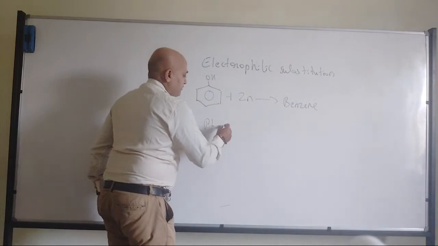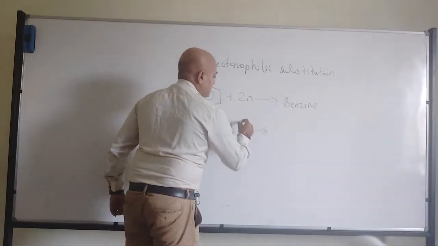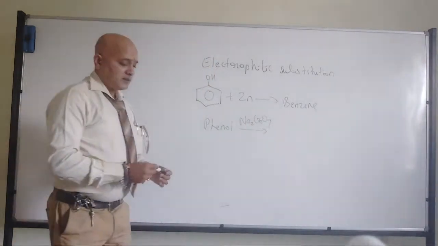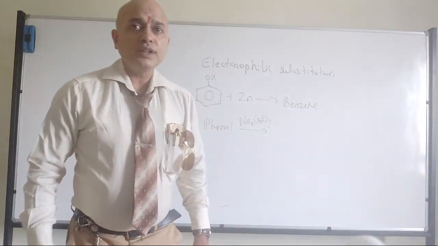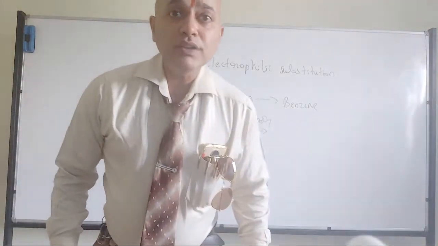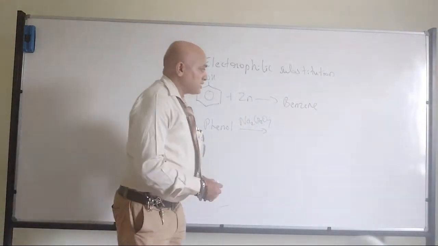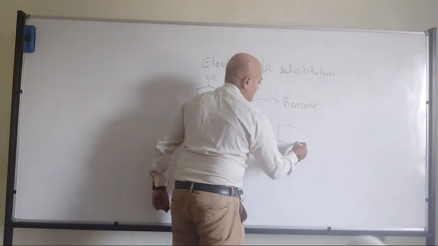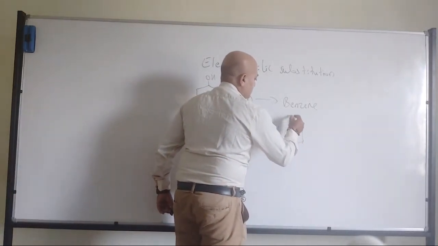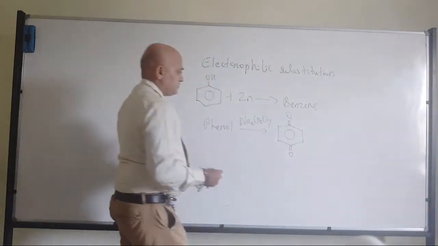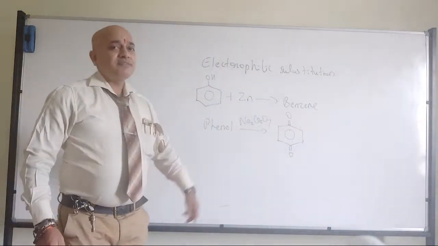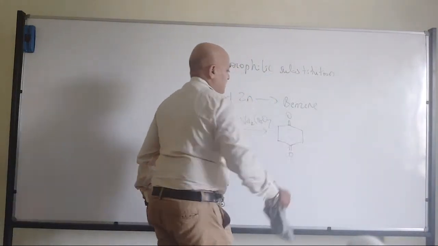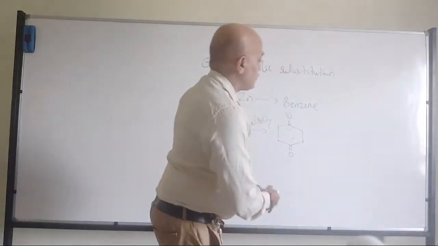Then when phenol is treated with sodium dichromate, what will be the product? The product will be quinone, benzoquinone, right? So it is an oxidation where phenols will be oxidized to quinones. So that's where we are going to have the benzoquinone.